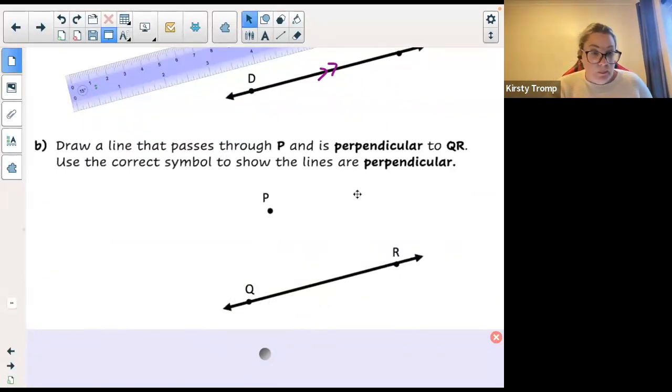Unati has asked me, ma'am, does it matter what direction the lines are facing? No, it doesn't, guys. It doesn't matter.